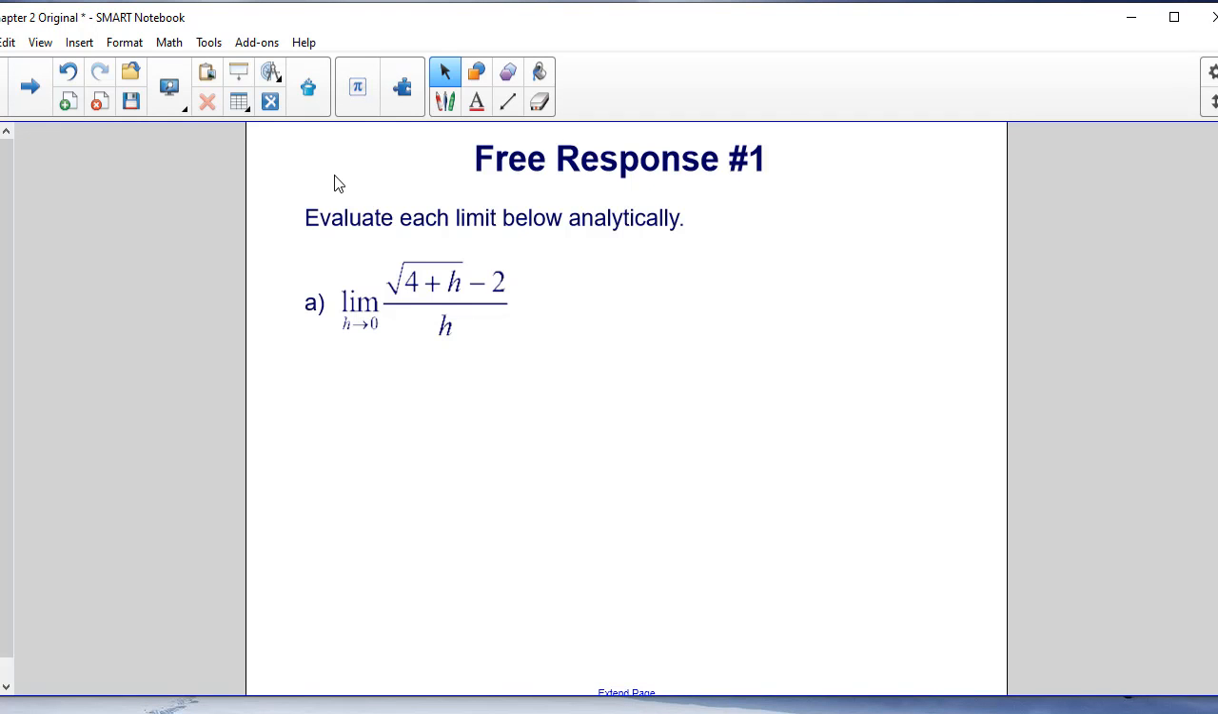Free response question number 1, part A. We're going to evaluate the limit as h approaches 0 of the square root of 4 plus h minus 2 over h. First of all, let's replace h with 0 to see if we have an indeterminate form. So 4 plus 0 is 4. The square root of 4 would be 2. 2 minus 2 is 0. And the bottom is 0, so we do have an indeterminate form of 0 over 0.